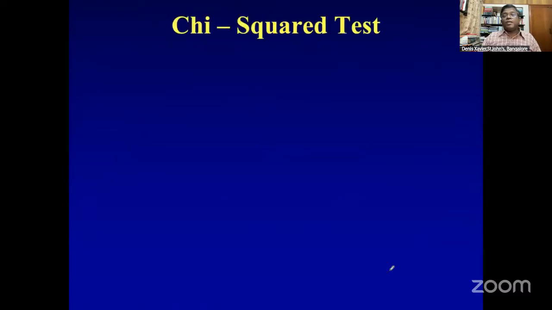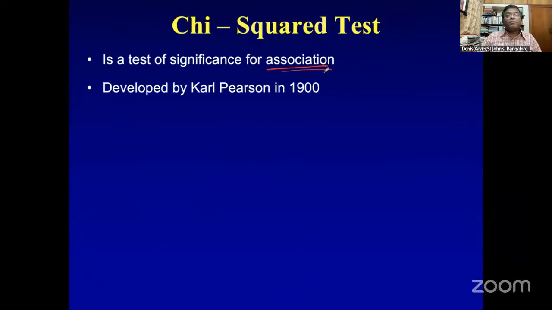All right, then we do the chi-square test. It's a test of significance for association. It's more than 125 years old. Karl Pearson, you may also know the Pearson's correlation coefficient. We'll do that a little later in the day.